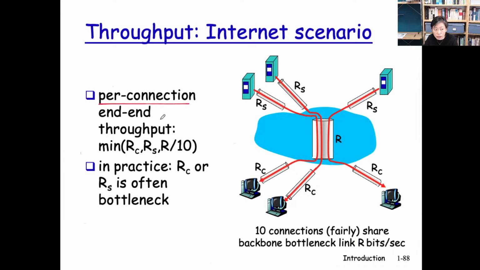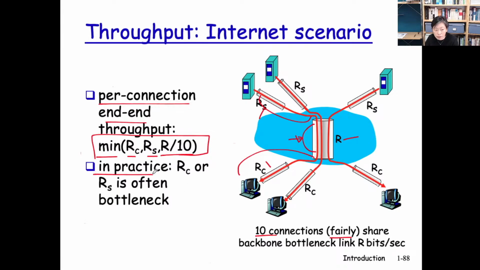So for each end-to-end connection, we'll be going through how many links? 1, 2, and 3. So we'll be taking the bottleneck link bandwidth as the throughput. So we'll be trying to get the minimum of the 3 segments. RC is this one, RS is this one, clear. The middle segment, well, if there are 10 connections in parallel, then this middle link here, capacity R, will need to be divided by 10, as I'm assuming the 10 connections are fairly sharing the entire capacity. So the throughput to be formulated is the minimum of RC, RS, and R over 10.